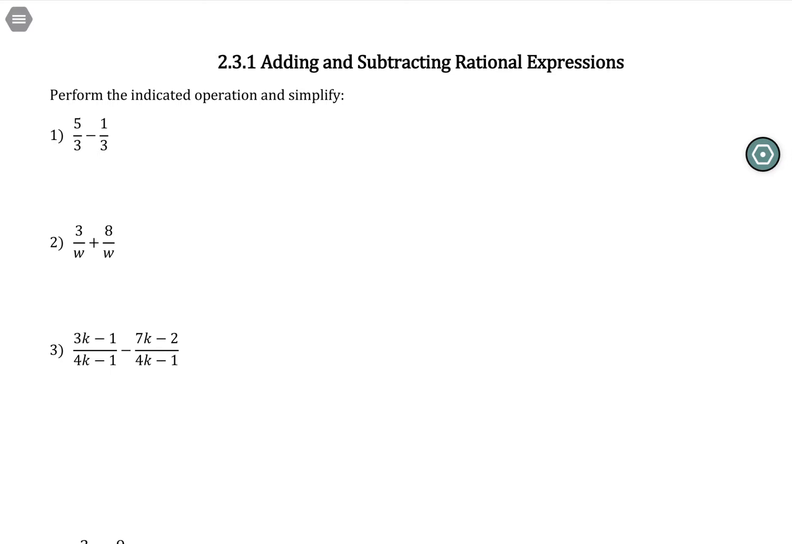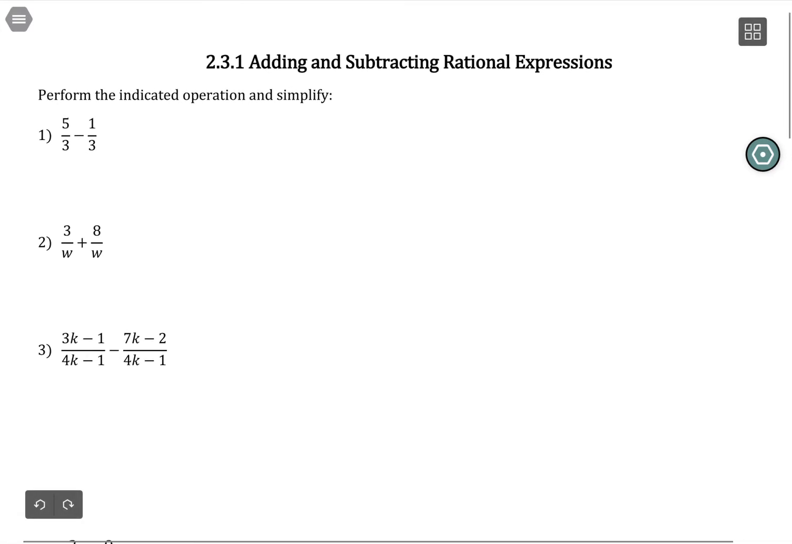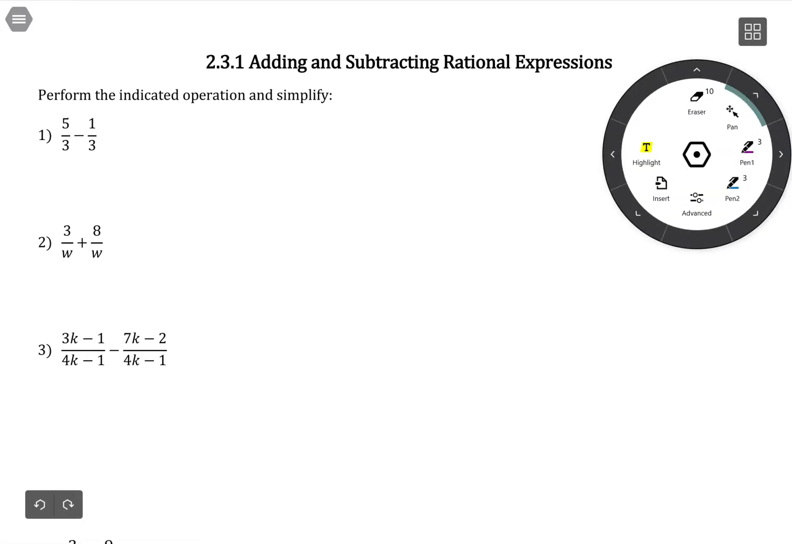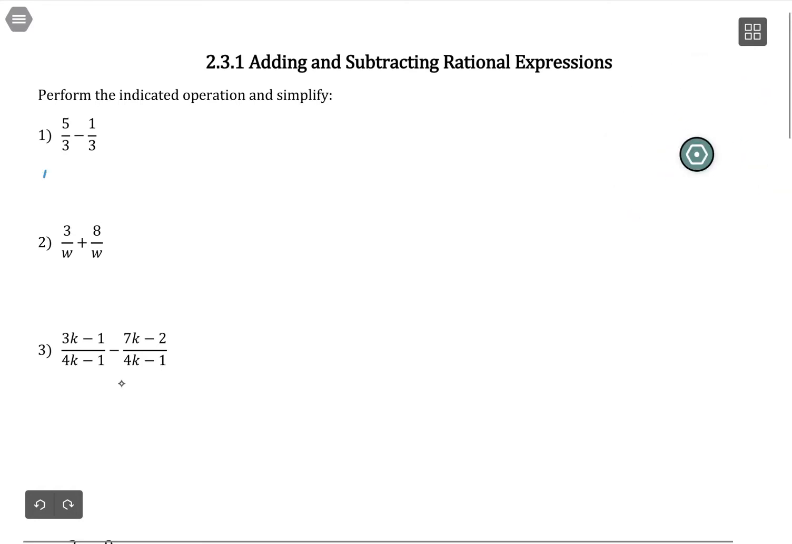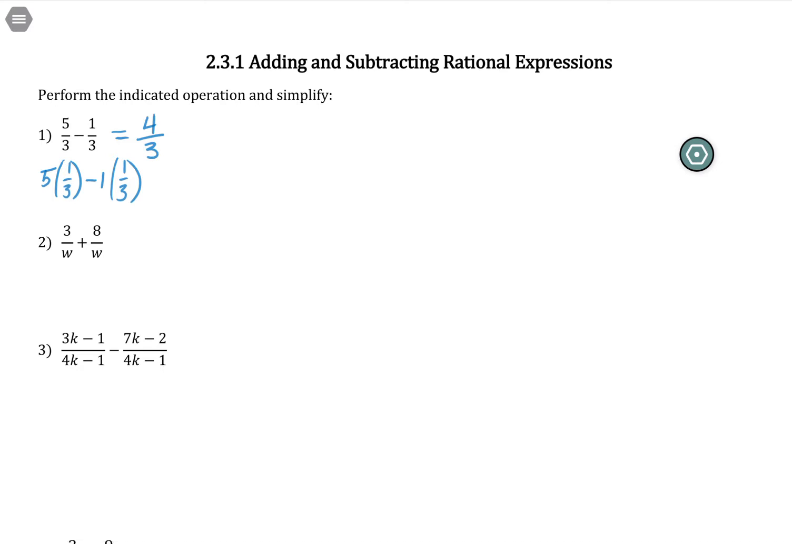So remember, if you already have a common denominator, then you already have like terms. So this is like saying I have 5 1/3, and I'm taking away 1 1/3. So I'm going to be left with 4 1/3. So the fact that the pieces are both the same size, the pieces are both thirds, is what allows me to count up how many I have when I'm all done.